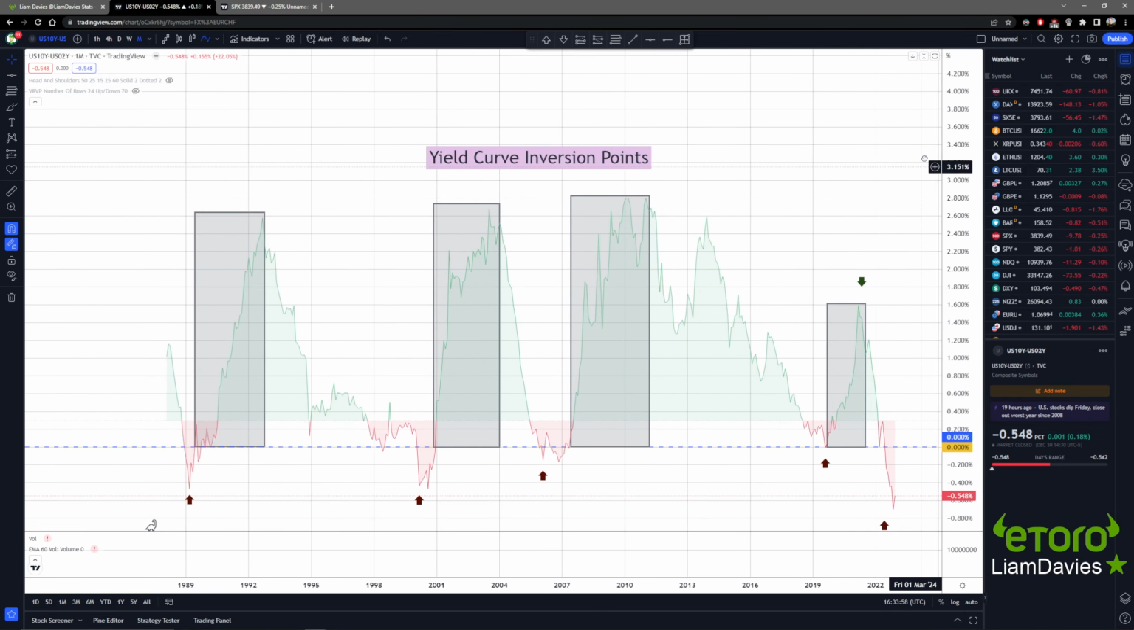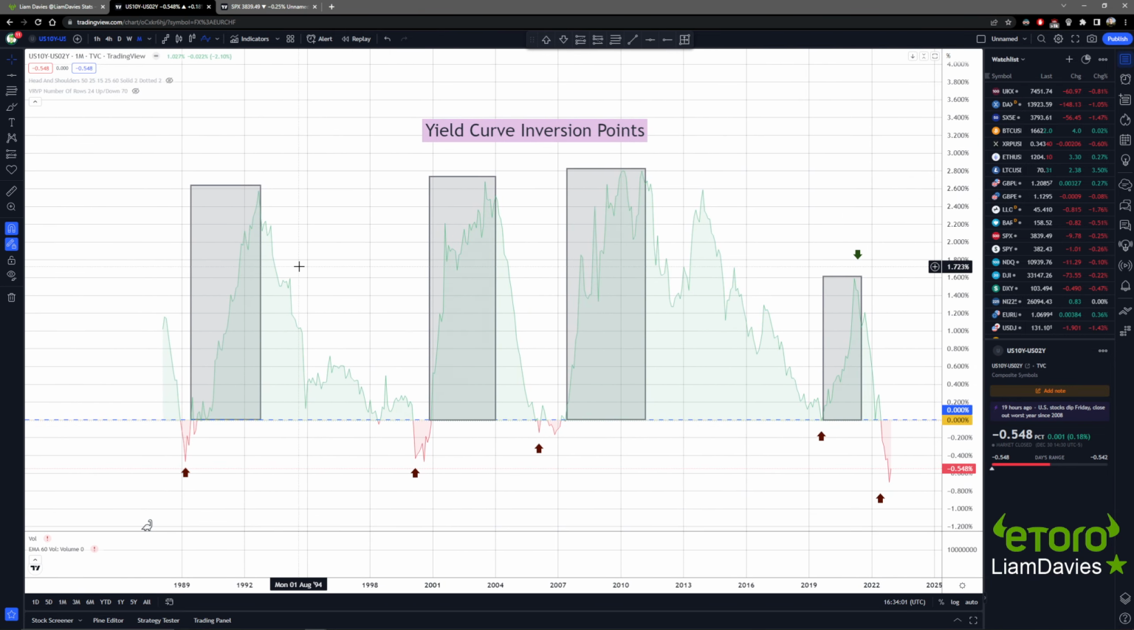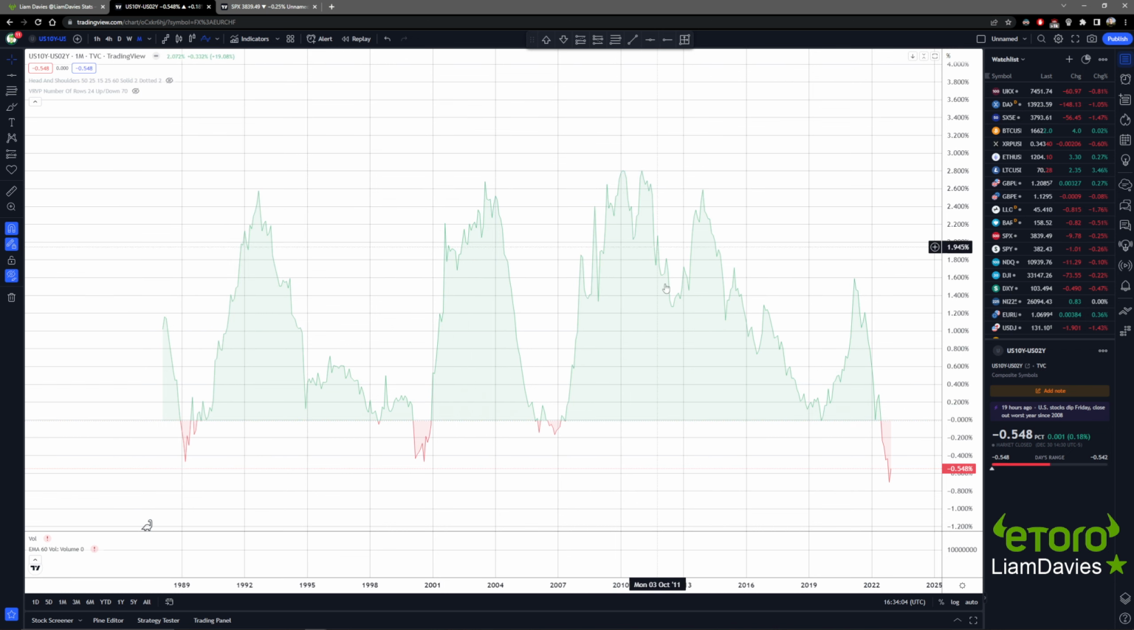So we're looking at a kind of complex chart. I'll just take the drawings off for a second. What we're looking at here is the US Treasury 10-year bonds minus the 2-year bonds. So this is long-term bonds, short-term bonds, and the difference in yield between the two. You can see these areas in red below the 0% line. This is when the short-term bonds, the 2 years, are offering a higher return rate than the long-term bonds, the 10-year bonds in the green.